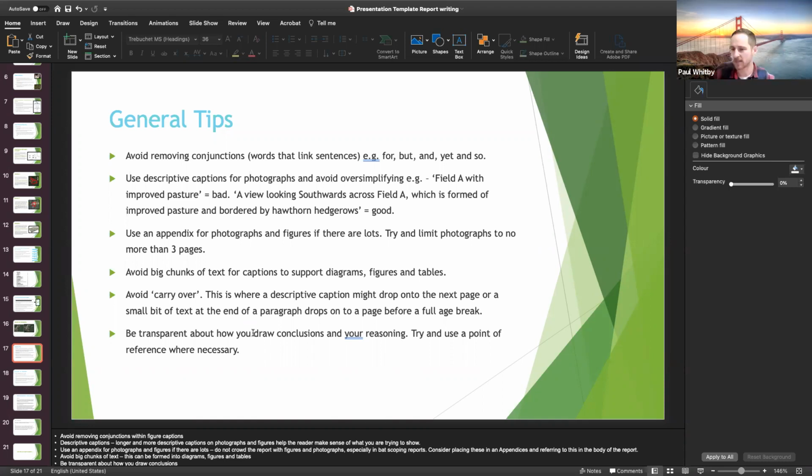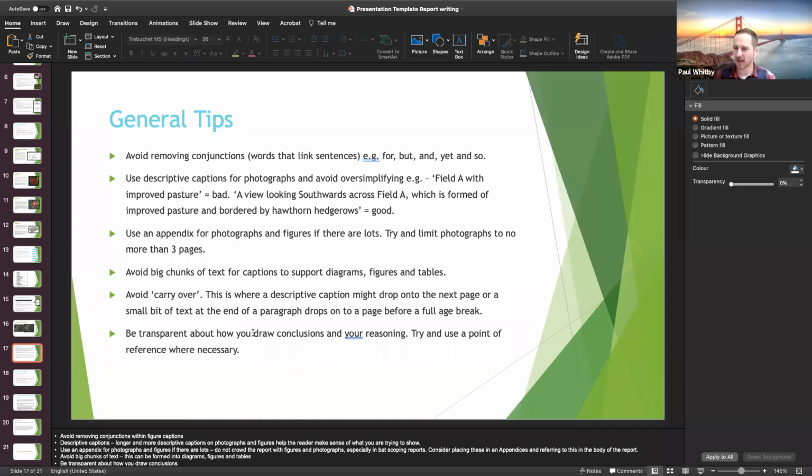But you don't want pages and pages of photographs either. So try and limit it to 3. You can reduce the size of photographs, of course, and have perhaps 2 photographs side by side. You can get up to 6 onto a single page. That gives you lots of room. Avoid big chunks of text for captions to support diagrams, figures, and tables. If you are putting lots of text to support a diagram or a figure, you're probably going too far into a detailed description analysis that probably just belongs in the body of the report. So just keep it concise.